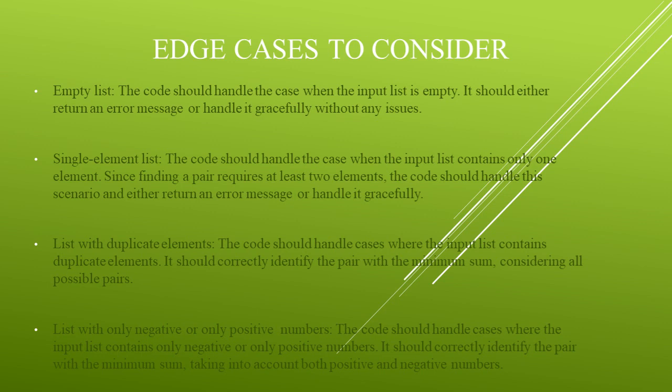List with duplicate elements. The code should handle cases where the input list contains duplicate elements. It should correctly identify the pair with the minimum sum considering all possible pairs. List with only negative or only positive numbers. The code should handle cases where the input list contains only negative or only positive numbers. It should correctly identify the pair with the minimum sum taking into account both positive and negative numbers.